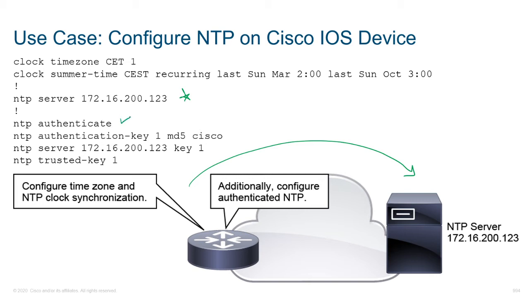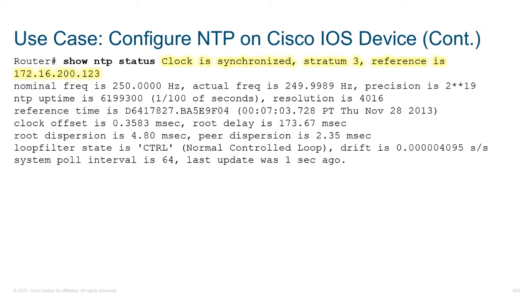So first we want to enable it. Second, we want to specify the key. So here we're using key number 1, the MD5 hash, and obviously this is not the best password, so make sure you put a good password in there. Then go ahead and use that ntp server command one more time for that 200.123 address, but also reference the key that you just created in the previous step. So key number 1 or key number 2, and so on and so forth. And then you also want to make sure that you are specifying this as an NTP trusted key.